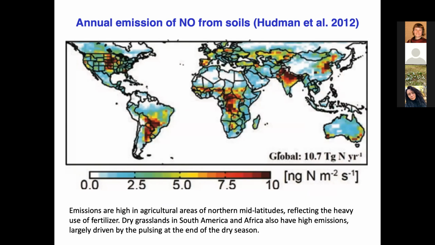Here you see the nitrogen sources from annual emission of NO from soils. And you see especially where we have a lot of fertilization, a lot of agriculture, in the mid latitudes in America, also in Europe. You know, all our tomatoes coming from Spain and Portugal. And Holland is, of course, very important. Here you see a lot of nitrogen. But then we have also NO emissions from the grassland in South America and Africa. This is coming from the drying and rewetting pulses at the end of the dry seasons. So here in South America and Africa.